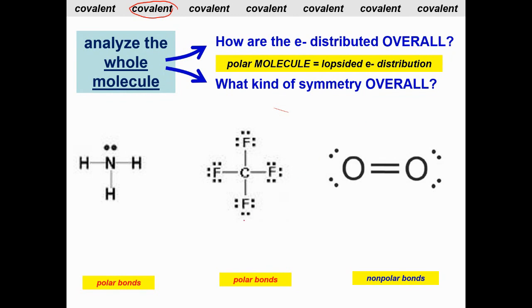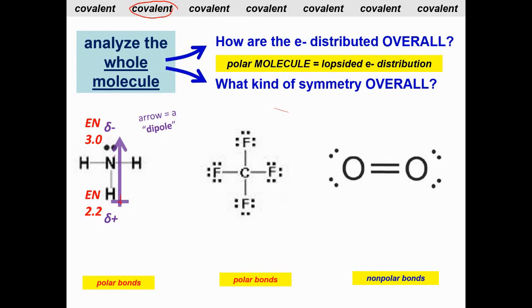Now, we said that this NH3 has polar bonds. The CF4 has polar bonds. The oxygen has nonpolar bonds. Now let's look at the whole molecule. In the NH3, nitrogen has a high electronegativity. Hydrogen has a low electronegativity. So we can draw what we call a dipole. This arrow is a dipole. It's positive at one end, see the little plus sign here, and then it points towards the negative end.